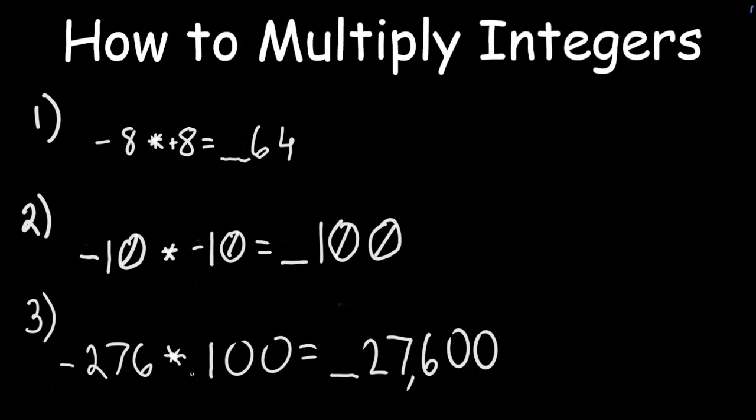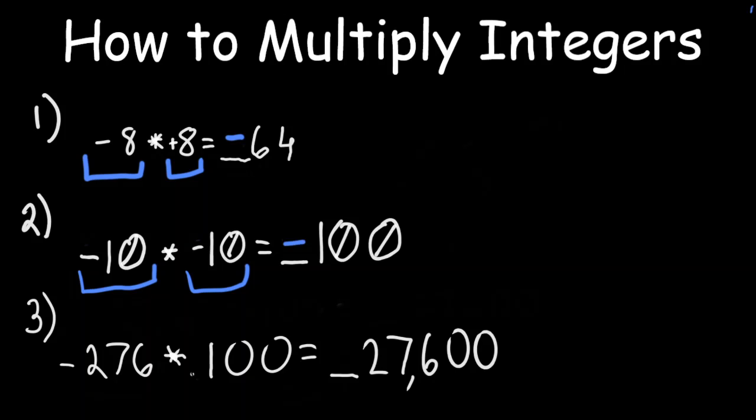In question 1, we have negative 8 multiplied by positive 8, which is equal to 64. Since they both have different signs, then 64 is a negative number. In question 2, we have negative 10 multiplied by negative 10, which is equal to the product of 100. And since they have different signs, then 100 is a negative number.